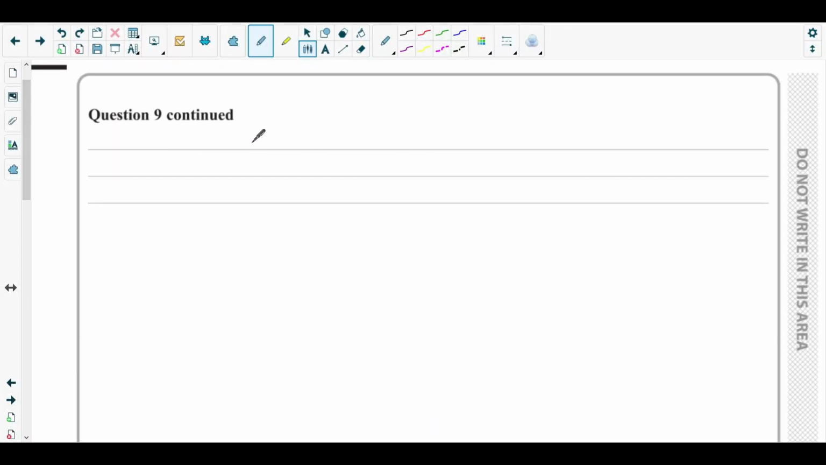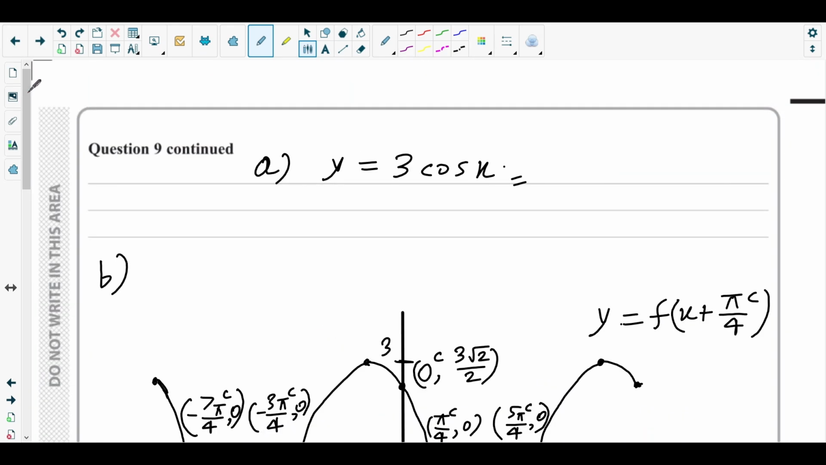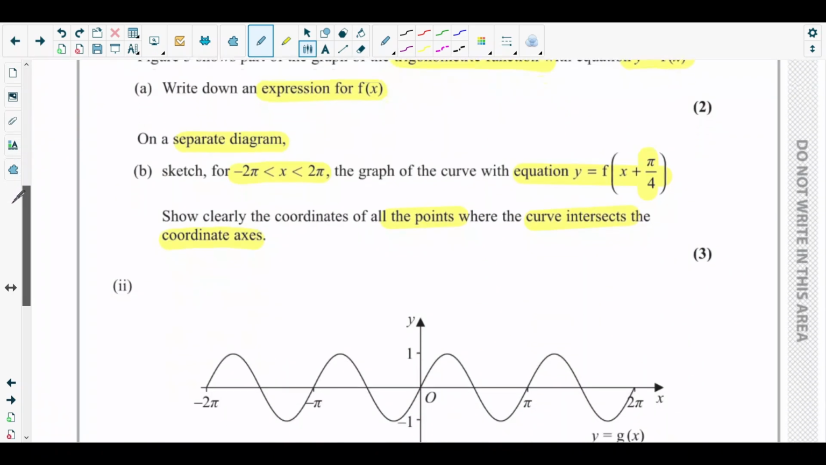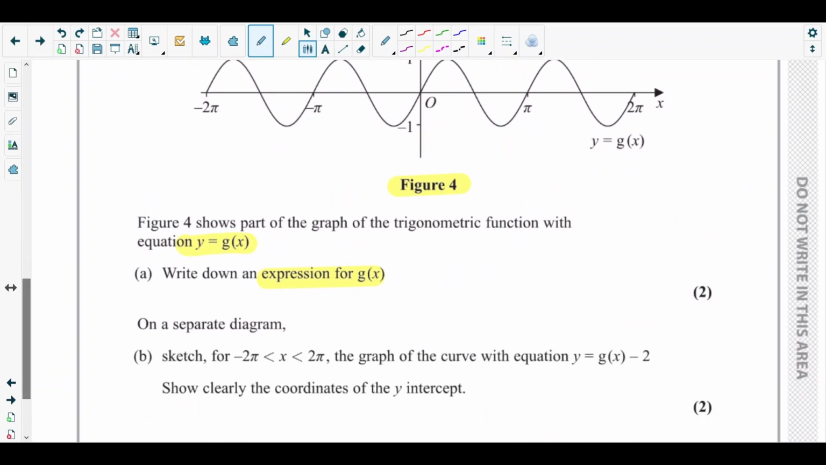this is part 2a. This is y equals sine twice of x, because the x coordinates are multiplied by half, so that the period gets halved. It is 1a. Okay, so we got the expression for g of x, which is y equals sine twice of x. Fine.